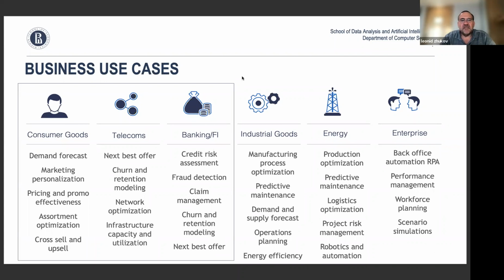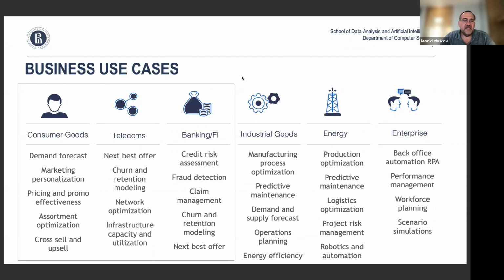Telecom's typical problems are churn and retention modeling, and we're going to talk about it. This is actually both for telecoms and banking. Churn and retention is quite important, and less important for consumer goods, simply because in telecoms and banking, customer acquisition is expensive and customers are expensive. They make a lot of money from each single customer. That's why churn retention modeling sits in both telecoms and banking.